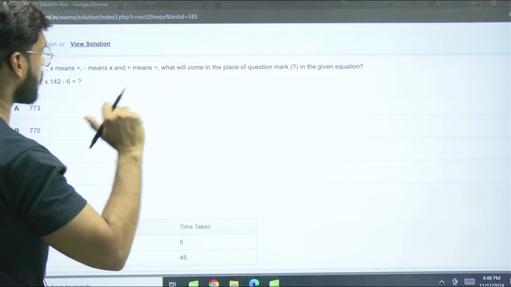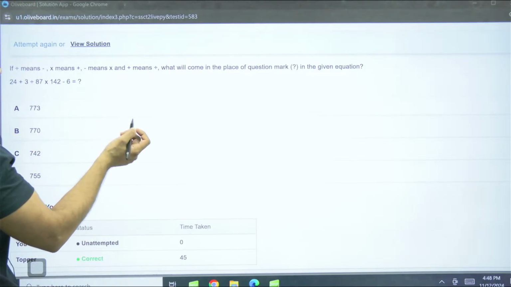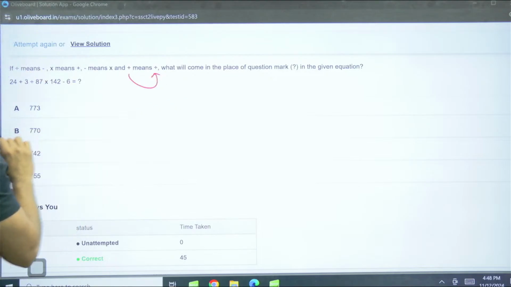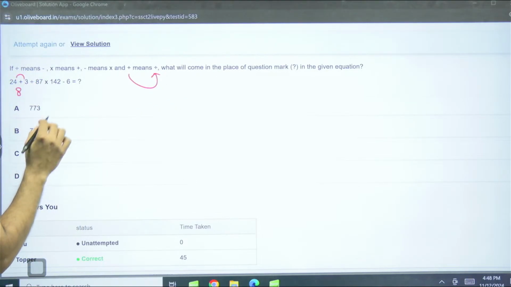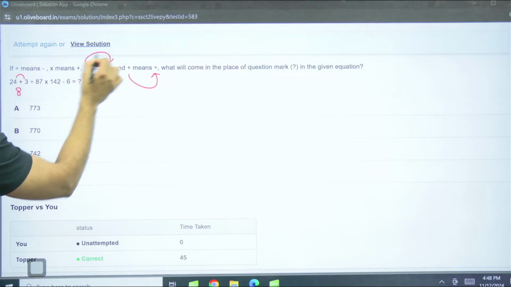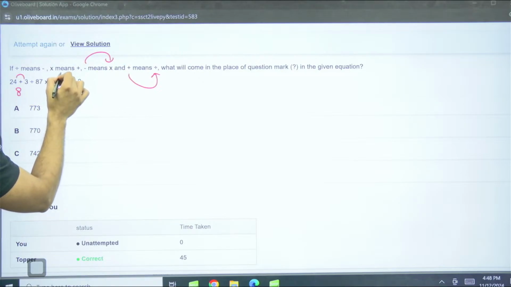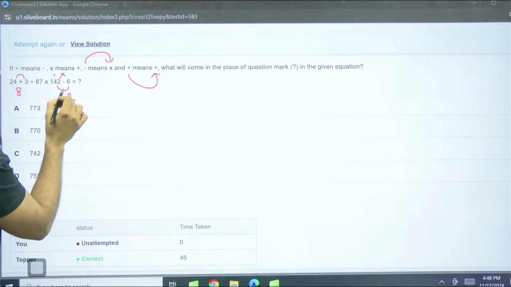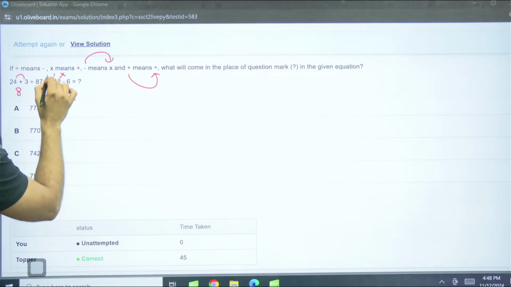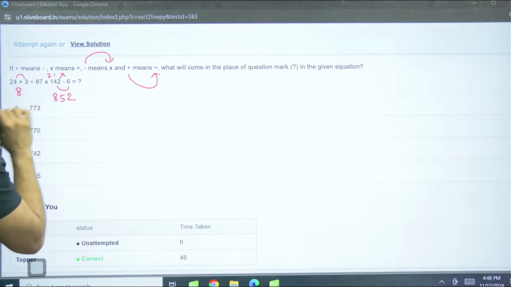So first of all, according to BODMAS, division should be solved. Plus means division. This part will become division and it will become 8. Now multiplication. Minus means multiplication. So this will become multiplication. 6 times 2 is 12, 1 carry over here, 6 times 4 is 24 and 1 is 25, 5, 2 carry over here, 6 times 1 is 6 and 2 is 8, 852.